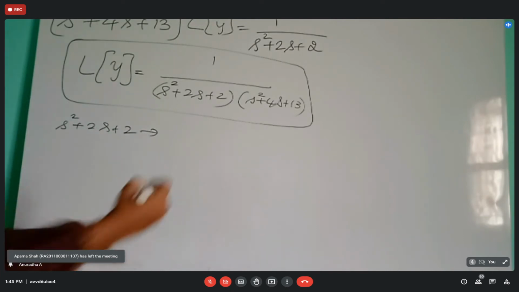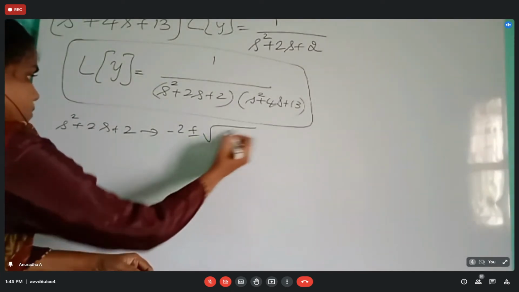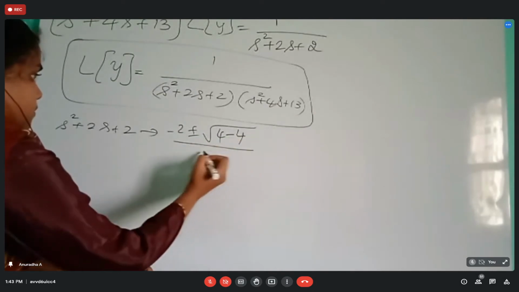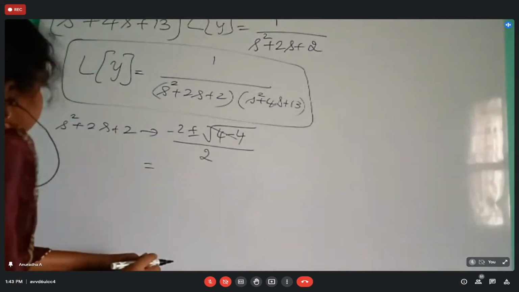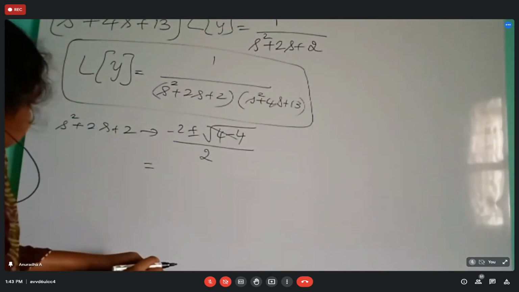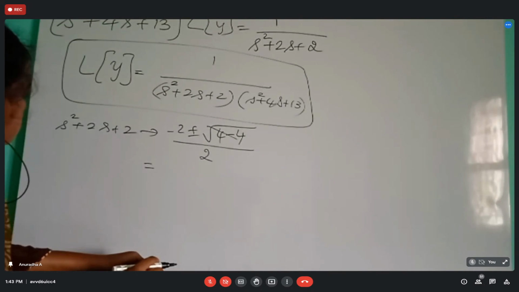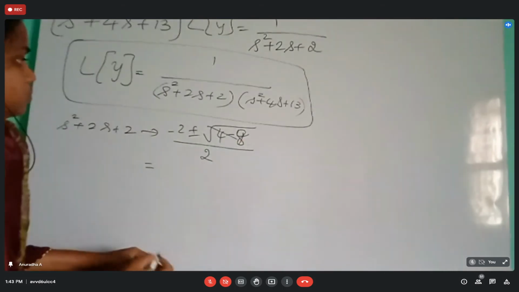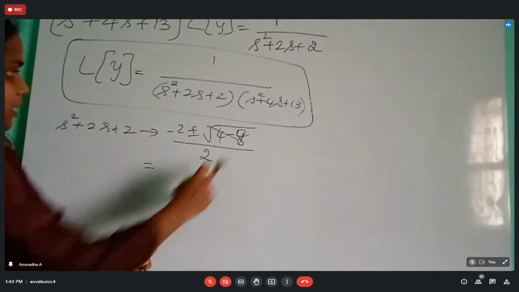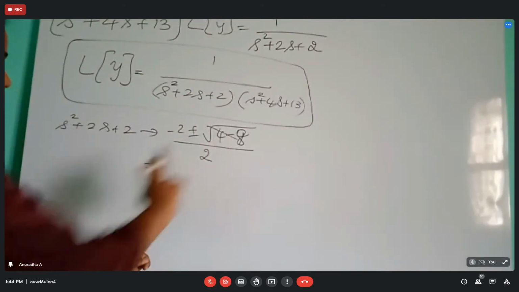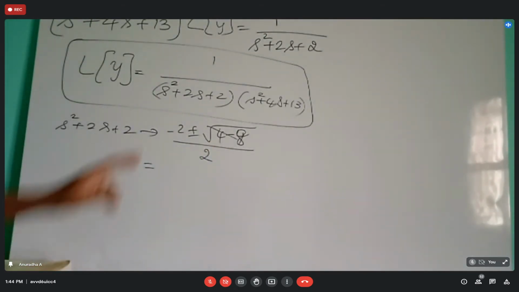Minus b plus or minus square root of b square minus 4ac, by 2a. Okay, sorry, 4 times... So I'm getting a negative value, which means I will get complex roots. For complex roots we don't go further, because for complex roots we don't have Laplace and inverse Laplace transform formulae. So don't go for that.